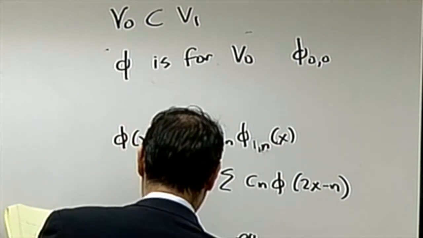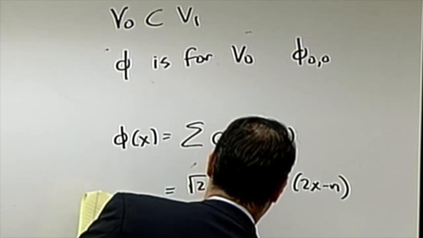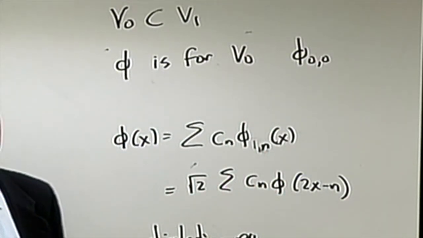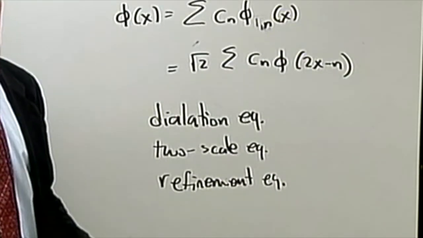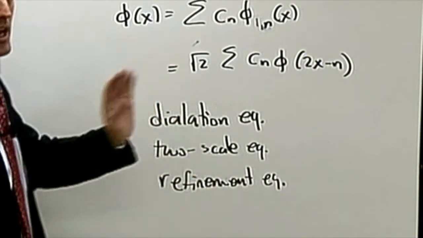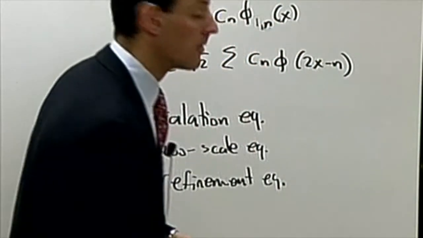or the refinement equation, or the too-many-names equation. I made that one up. Right. Notice everybody's looking down. Okay. So there you go. It's got all these names, but it tells you how you go from one scale to the next in the scaling variable and how they relate to each other.